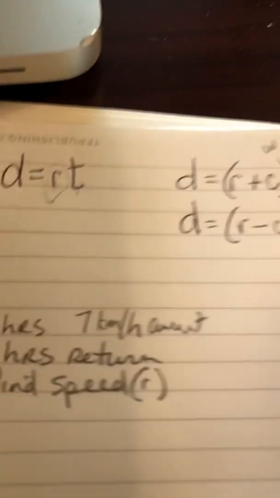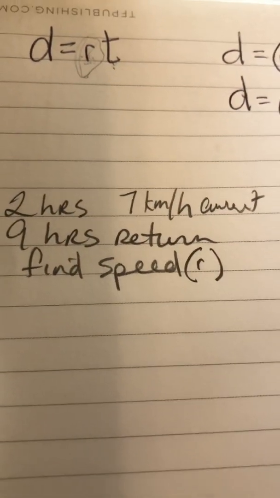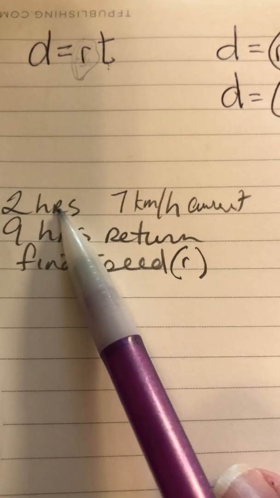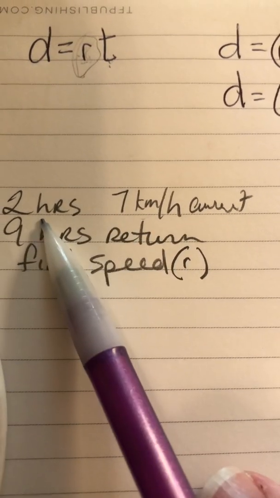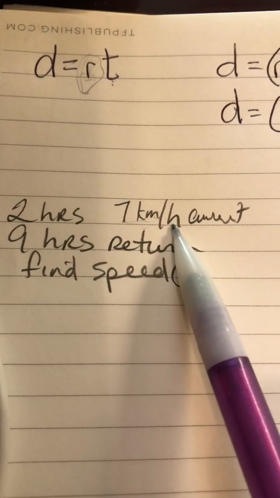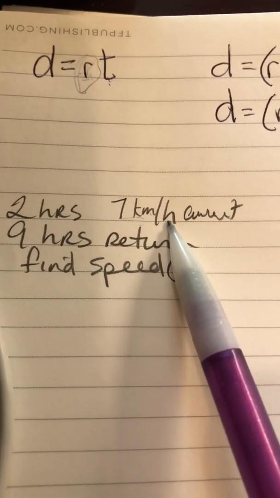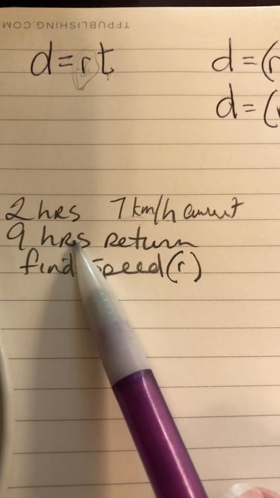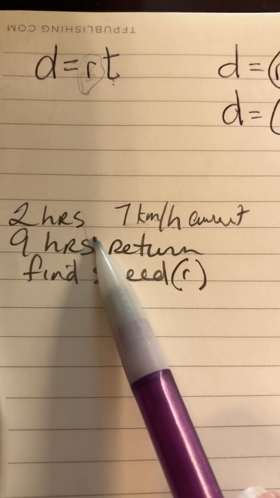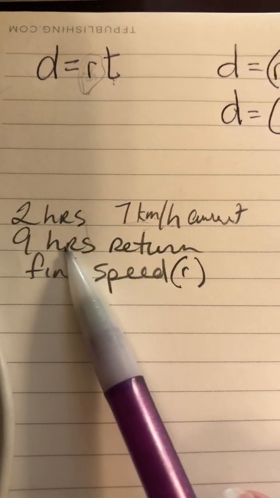So now what we know is that they were traveling on a river for 2 hours. It took them to get there. They were going against a current of 7 kilometers per hour. On their return trip, they had 9 hours, the same distance. Okay, because they're going there and back. So we now have our time and we have our current information.